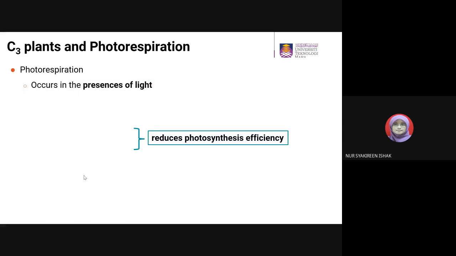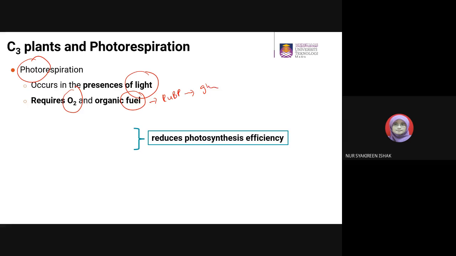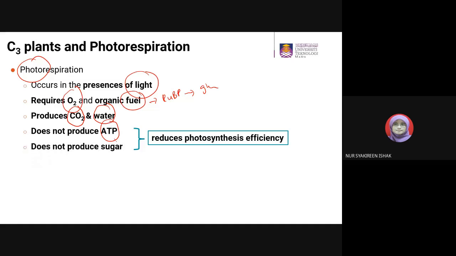So kenapa kita panggil dia sebagai photorespiration? Sebab dia occur during daylight. Okay. So requires oxygen and also organic fuel. Tadilah yang RUBP tu kan bergabung, so dia akan pecah dan jadi glycolate semua tu kan. So it requires organic fuel. And then the process produce carbon dioxide and water. Does not produce any ATP and does not produce any sugar.